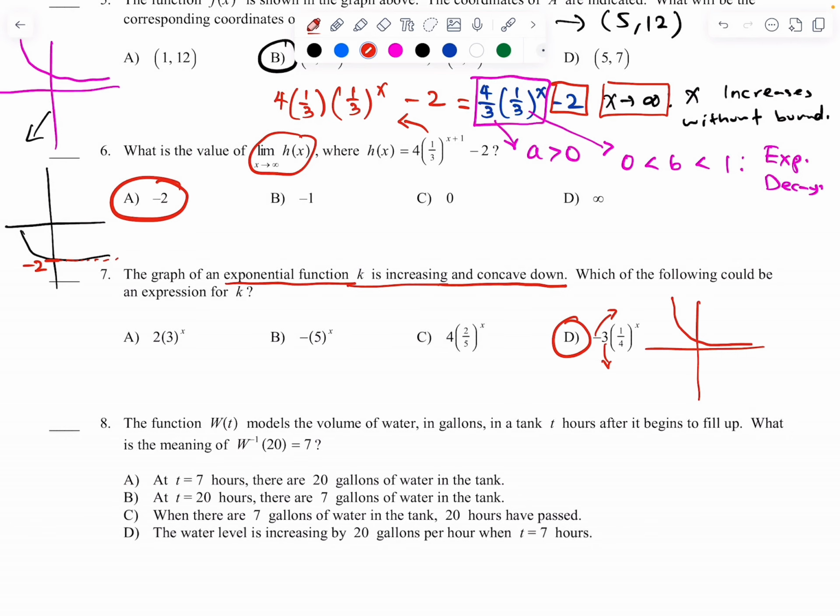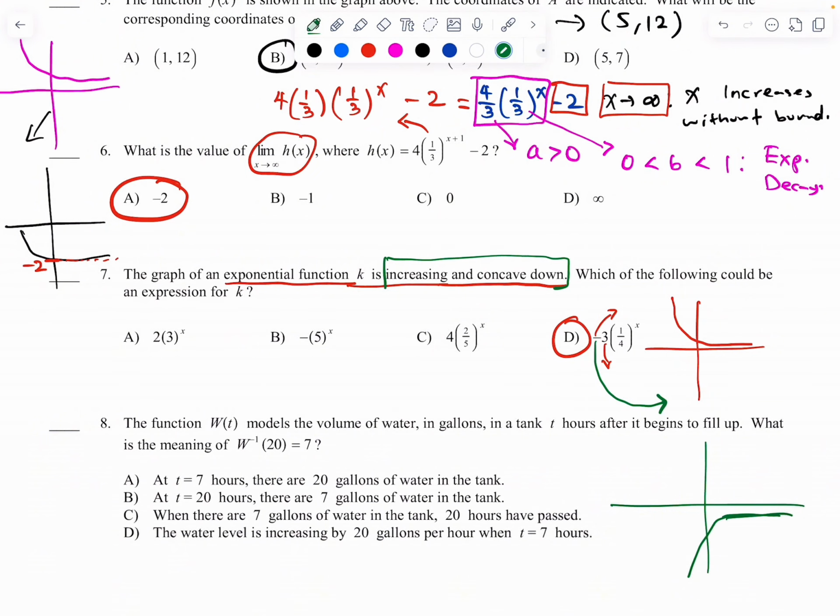As soon as I apply this negative sign to it, this graph is going to transform to something like this, because we should have a reflection over the x-axis. So it's going to look like that. And because it looks like that, it is the only option that satisfies the statement they gave, which means it should be increasing and also concave down.